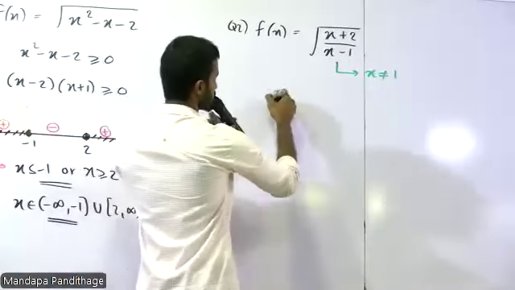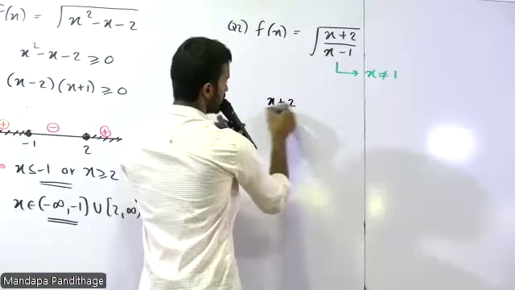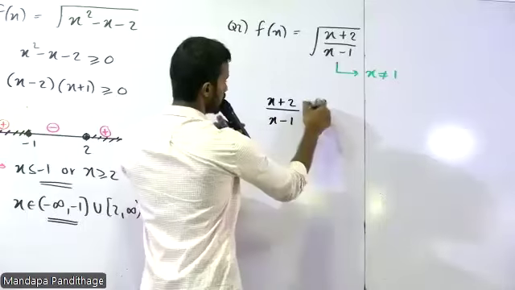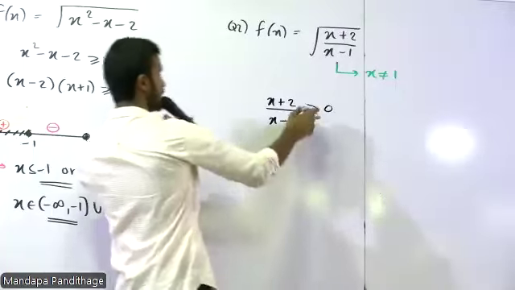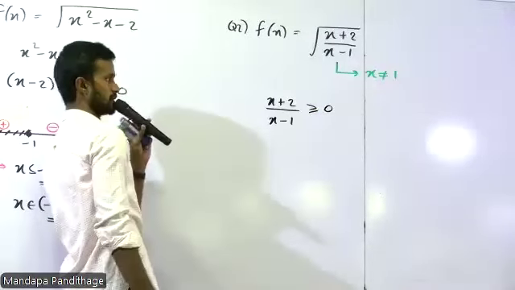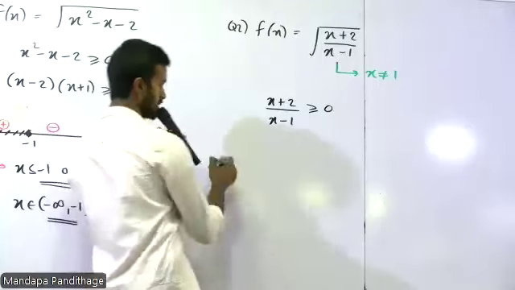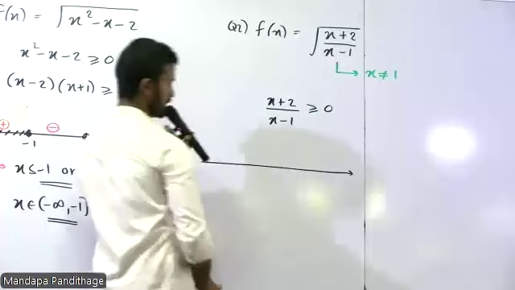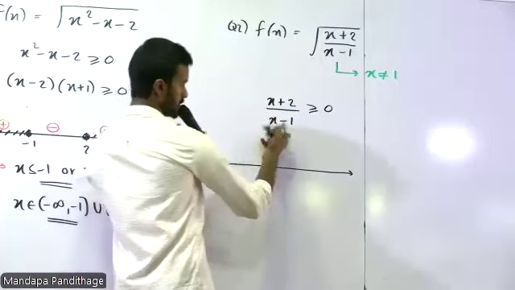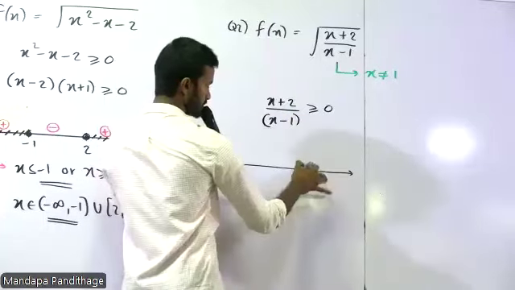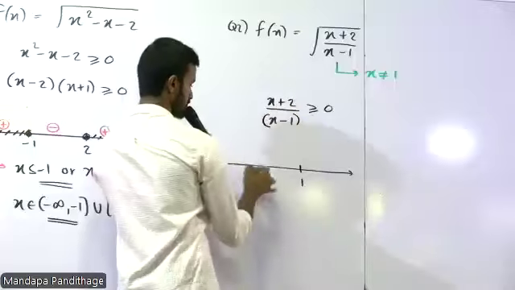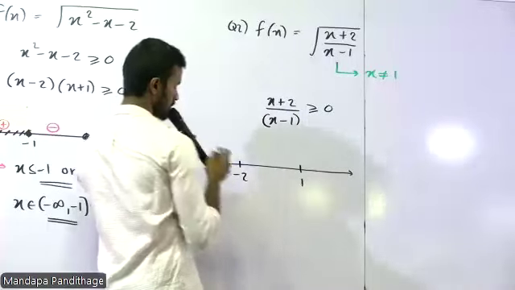Okay, then we have a square root. The function inside the square root should be positive. So this is the same. We have done even more complex inequalities in the inequality lesson. So now we have to solve this same thing. Go with the sign curve method. This becomes 0 when x equals 1. This becomes 0 when x equals minus 2.